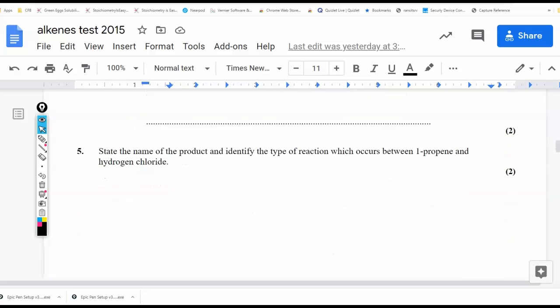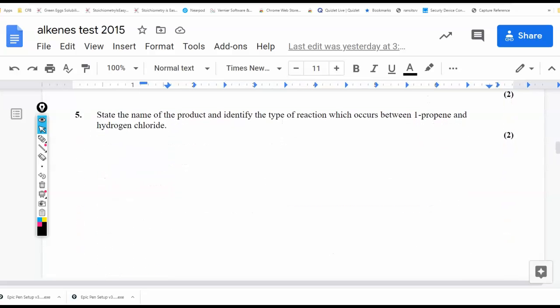All right, so state the name of the product and identify the type of reaction which occurs between 1-propene and hydrogen chloride. Okay, so all of the types of reactions are always going to be addition reactions. So if we have addition reactions and we've got 1-propene, I'm just going to write it out. There's my 1-propene, and we're going to add to it some hydrogen chloride.